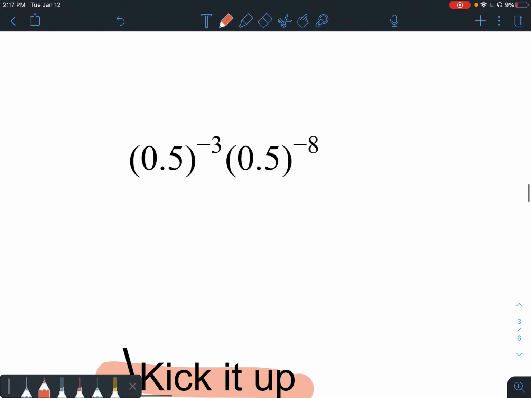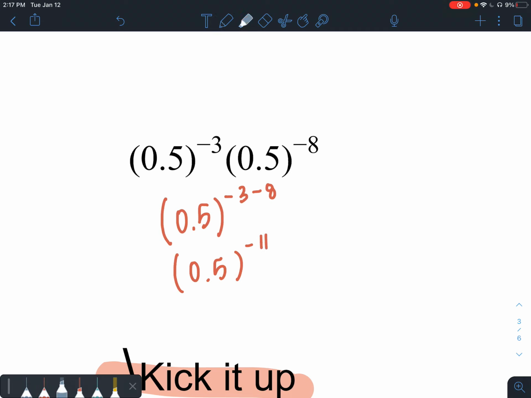This one here, we've got 0.5 to the -3 plus -8, which is -3 minus 8, which is 0.5 to the -11th, but we don't like negative exponents, so we'll write it as 1 over 0.5 to the 11th. You have to remember those special exponent rules.